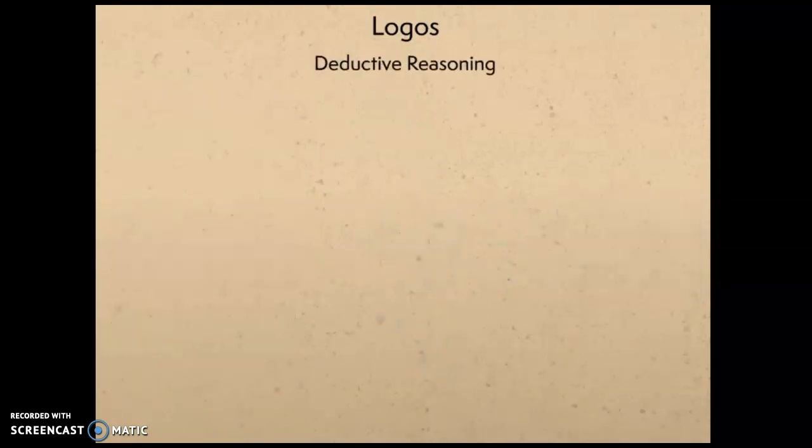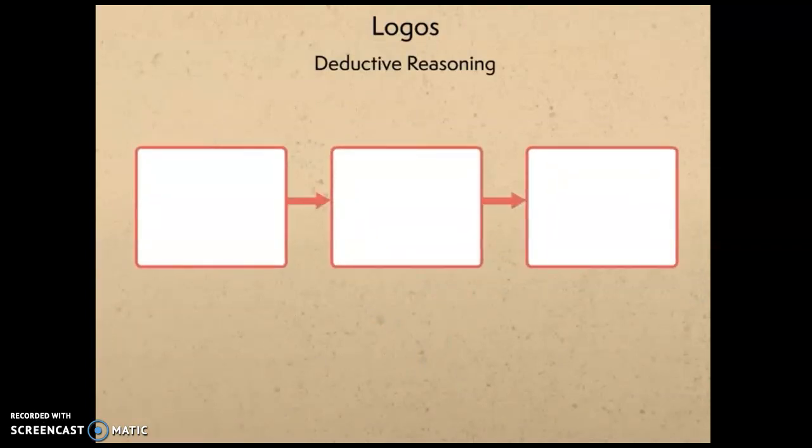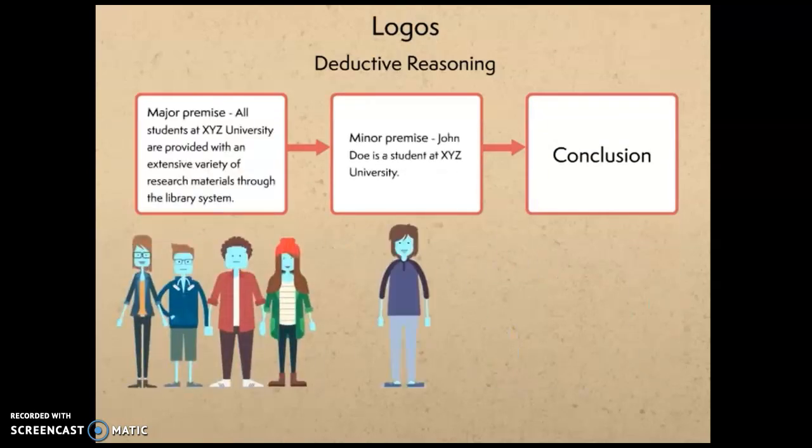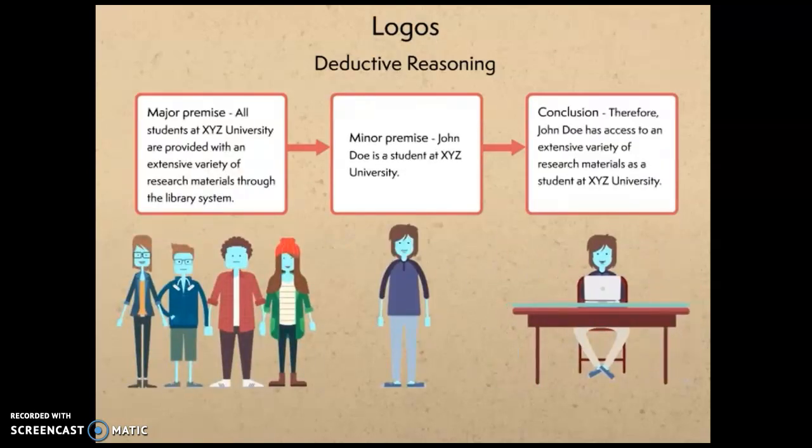Deductive reasoning, often referred to as reasoning from principle, involves three components. You present a major premise and then a minor premise before making a conclusion. With enough evidence to support both your major and minor premise, you have a better chance of convincing your audience of your claim.